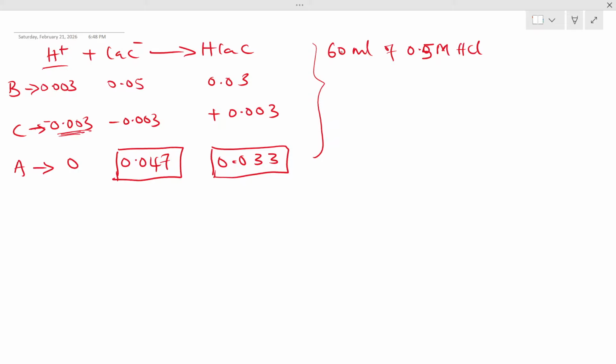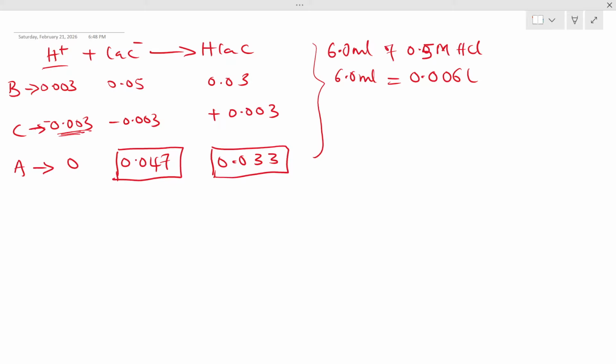Sorry, it's actually 6.0 ml from the question. 6.0, correct. So what you have is that 6.0 ml in liters is equal to what? 0.006 liters.